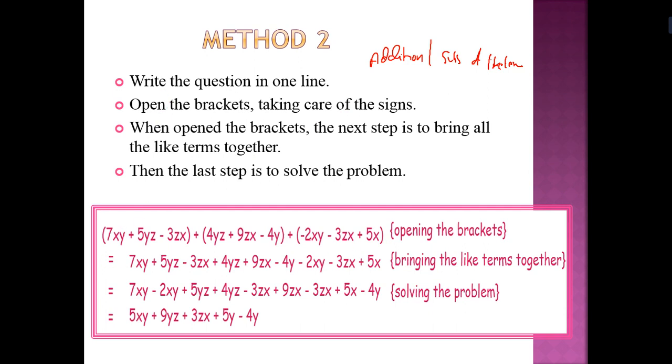So opening the bracket, there are 7xy, afterwards 7xy here, 2xy. So I am writing 7xy minus 2xy. So it is called the horizontal method. Afterward, like terms, I have to find 5yz, 4yz. So that is 9. Afterward, minus 3zx, again plus 9zx minus 3zx. So if we simplify, we can get 3yz.